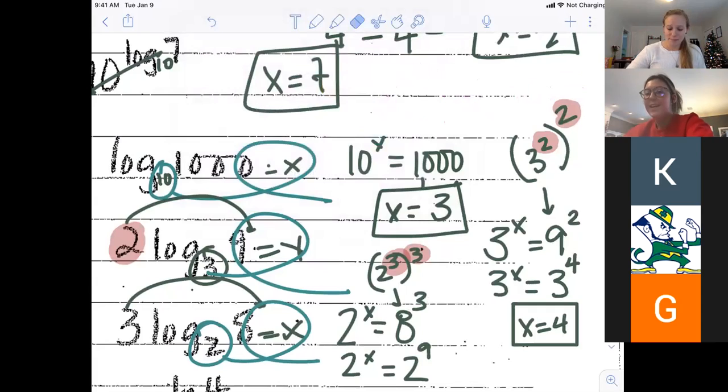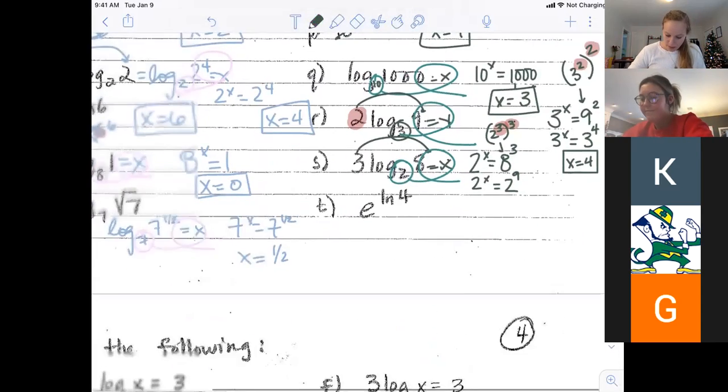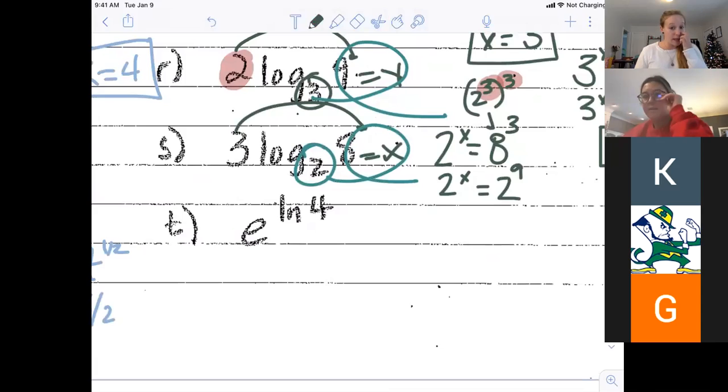All right, last one I think on this page. I've got e raised to the ln of 4. Again, ln is like log base e, so those cancel out, and I'm left with just 4.